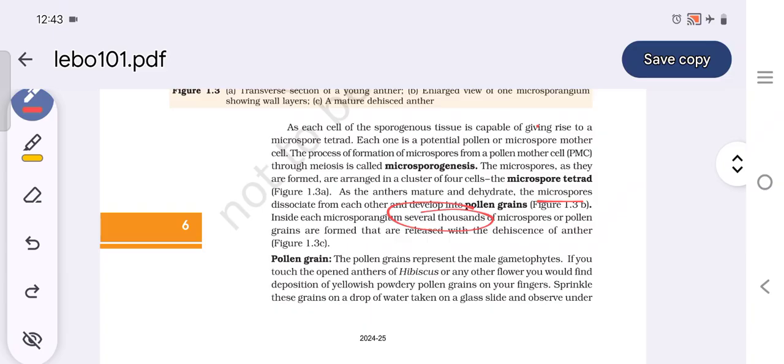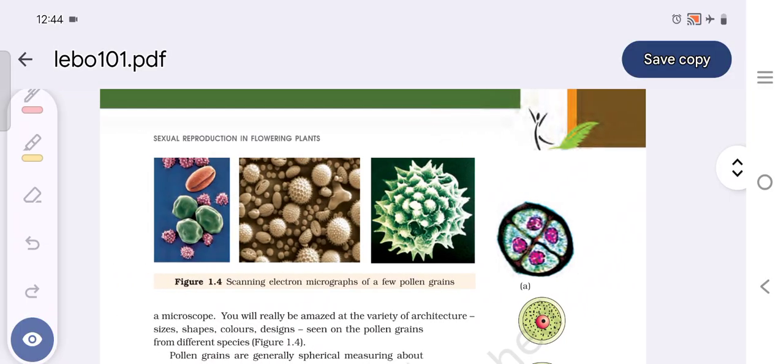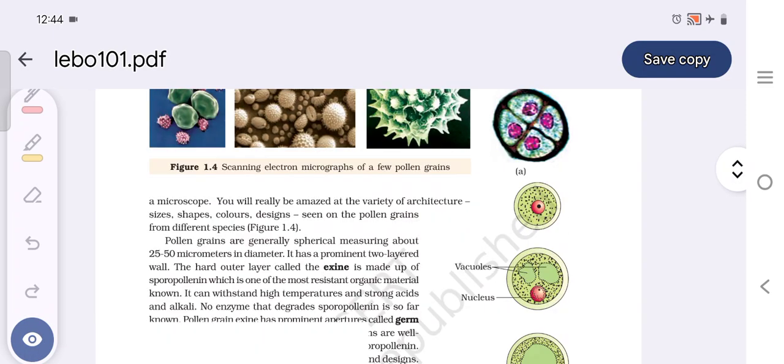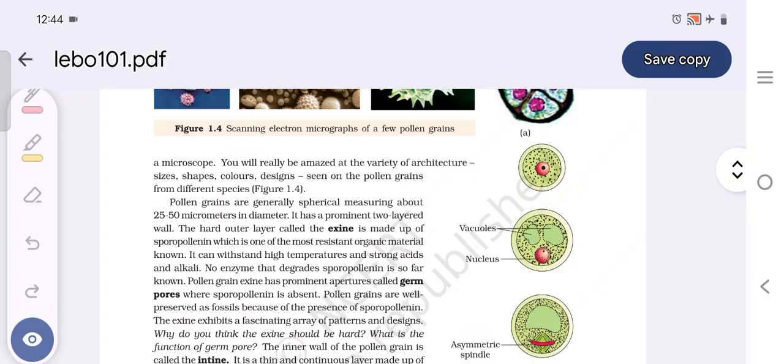Coming to the structure of pollen grains, you have a diagram which describes the scanning electron microscopic images of different pollen grains of different flowers. So you have one, two, three describing how the outermost layers of pollen grain look like in different flowers. They come in different shapes, different sizes, and different structures, different designs they have on the pollen grains.